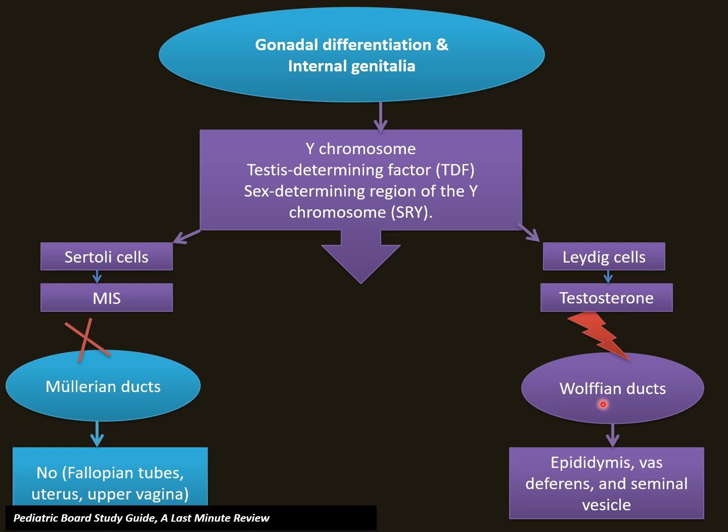Testosterone will stimulate the Wolffian ducts. Then you will have external male genitalia. And Sertoli cells will produce MIS, Mullerian inhibiting substance. It will inhibit and prevent the female internal structures from developing.